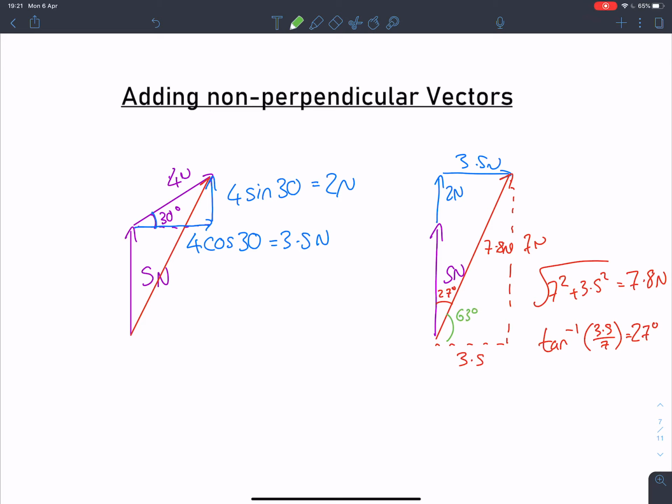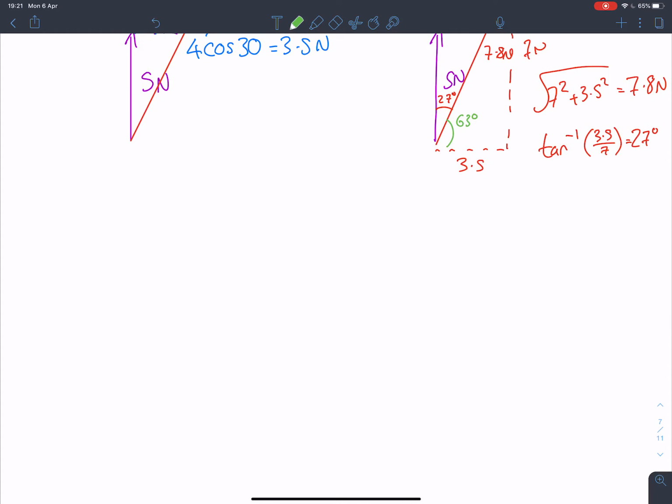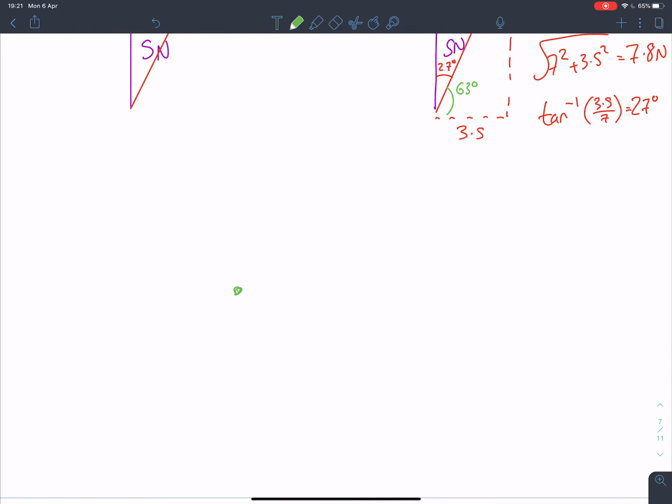So that is how we resolve non-perpendicular vectors. What you have to do for every vector that doesn't fit into your up, down, left, right coordinate system, you will need to split that up into its vertical and its horizontal components. What do I mean by that? Well, I'm just going to give you a quick example here. If I've got a free body diagram with all different forces acting on an object, 4 newtons, 3 newtons at a certain angle, I've got a 2.5 Newton arrow at an angle of 42 degrees.